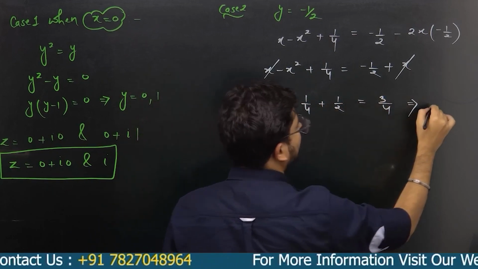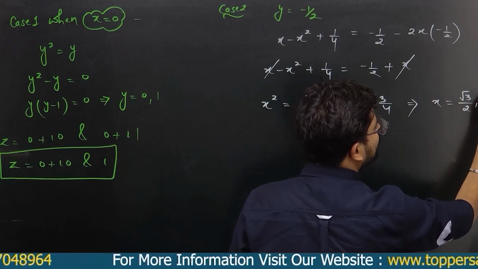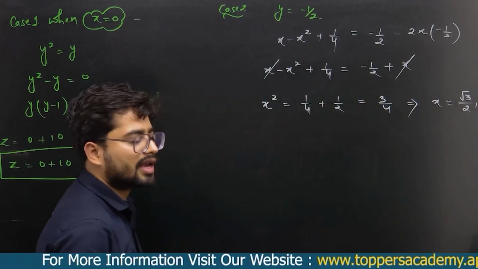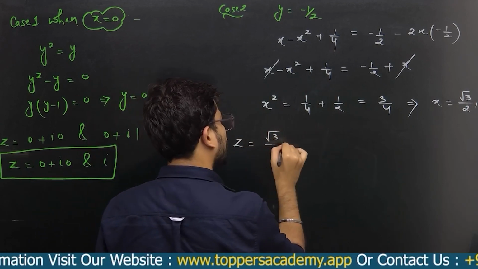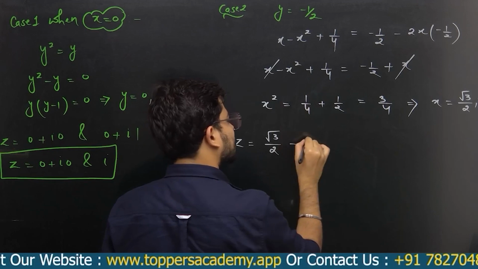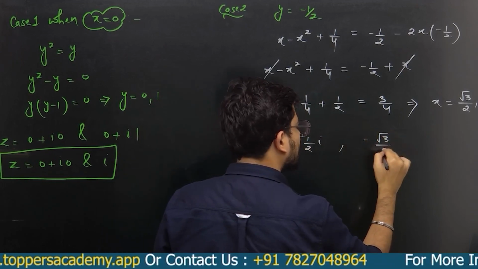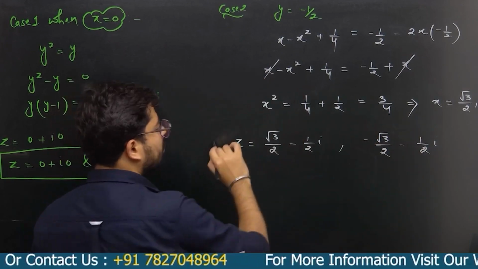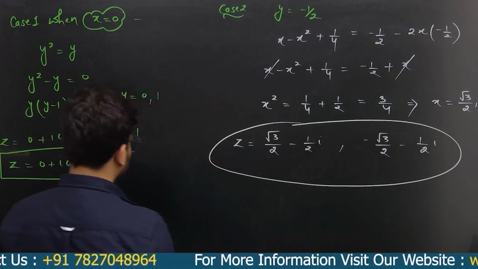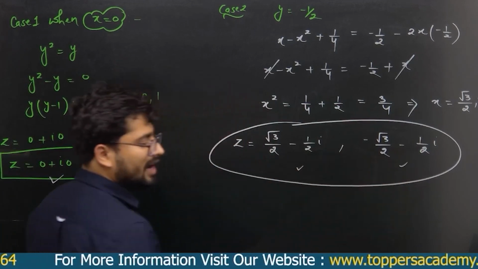So from here x can take two values, root 3 by 2 or minus root 3 by 2. Okay, so your complex number z is equal to x, that is root 3 by 2, plus iota y, that is minus 1 by 2 iota, and the second number is minus root 3 by 2 minus 1 by 2 iota. So how many complex numbers do we have in this case? 2. So this is distinct with this, so all are distinct here.